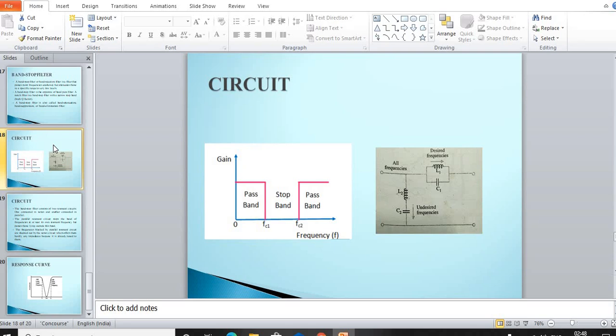The second diagram shows the circuit diagram for band stop filter. Here we can observe that in this diagram it is just the reverse of band pass filter, in which we are having the parallel connection of both inductance and capacitance in the upper portion and series connection of inductance and capacitance in the lower portion. But in the case of band pass filter, it will be just the reverse case.